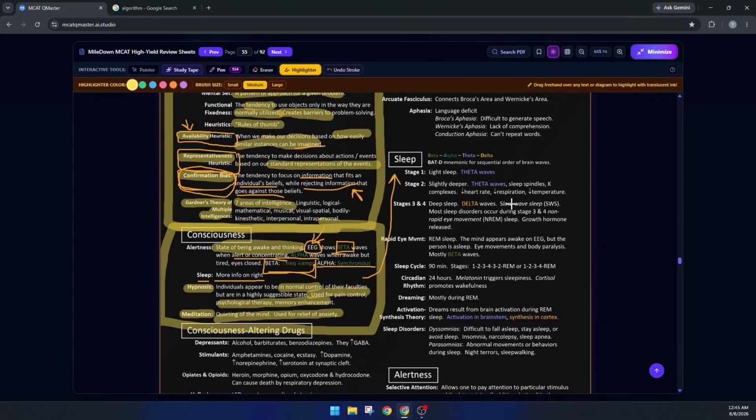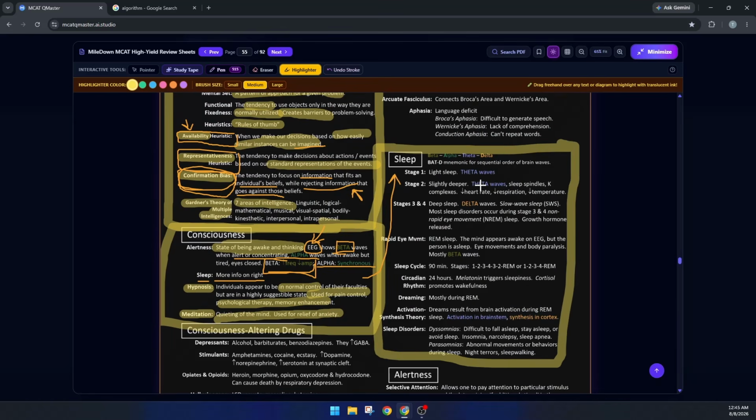Okay, so next we're gonna go over sleep, since consciousness has a lot to do with sleep. So if you're fully conscious, that means you're awake, right? If you're not very conscious, that means you're sleeping, right? But you're not dead. That's a different story. So sleep, you go through cycles of waves. So we talked about the EEG showing waves. You go through beta, alpha, theta, and delta. Those are the 4 different waves. You can use a mnemonic if you want to remember this order, but you have to remember in that order specifically. Beta, alpha, theta, delta.